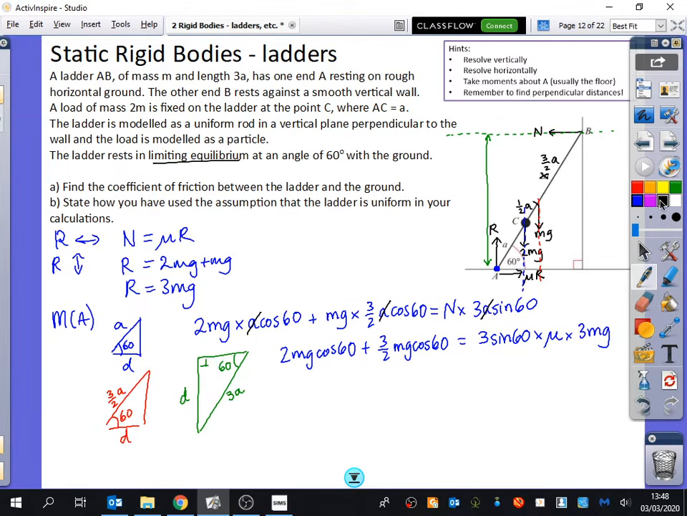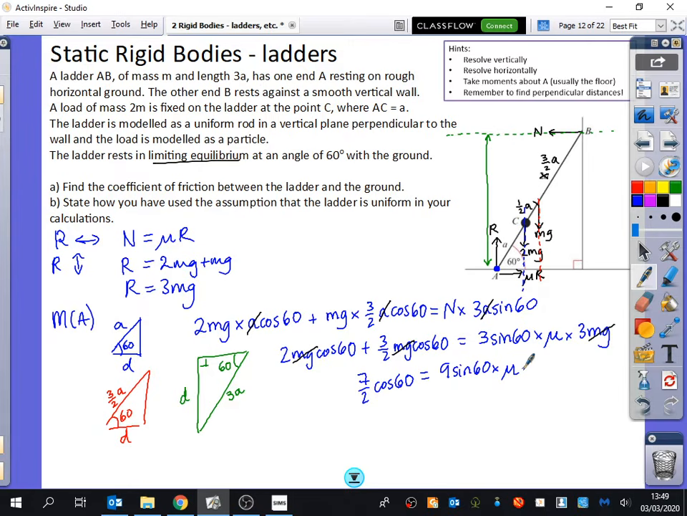Now I can go through and I can get rid of the mg, and the mg. You're still going to be thinking, why is he not writing this out? So I've got 2 cos 60 and 3 over 2 cos 60, which is how many cos 60s? 2 plus 3 over 2? Yeah, 7 over 2. So we have 7 over 2 cos 60 equals 9 sine 60 multiplied by mu.